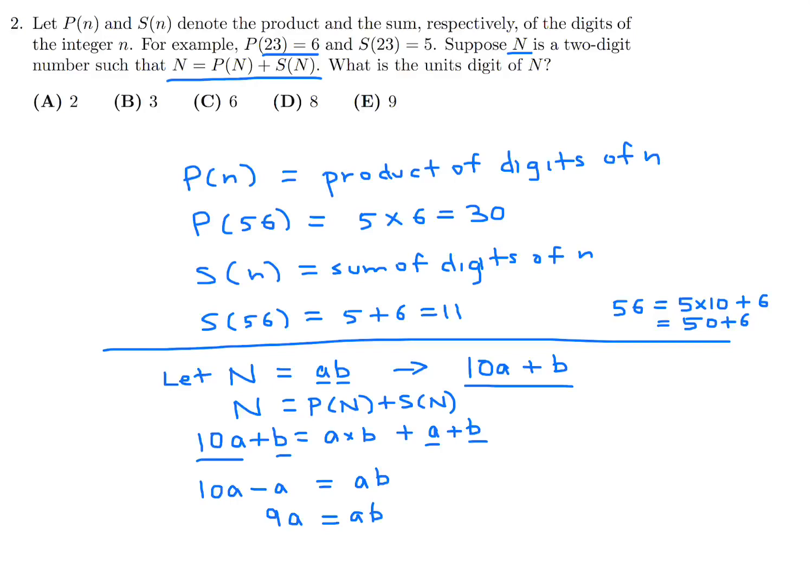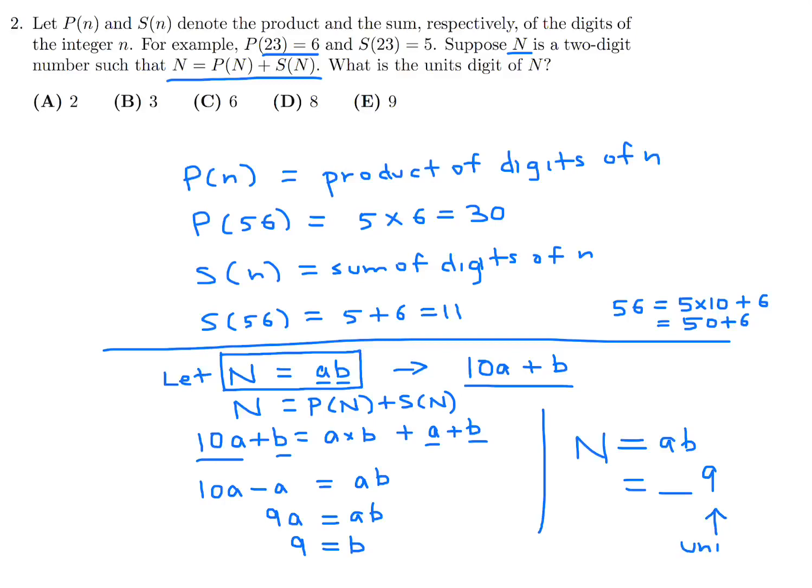If you divide both sides by a, you are left with 9 is equal to b. So in this number right here, n is equal to ab, and a we don't know, it's some digit, but b is equal to 9. And that is what they're asking for. They're asking for the units digit, which is also sometimes known as the ones digit or the last digit. So the units digit of n is 9. So number 2, the answer is E.